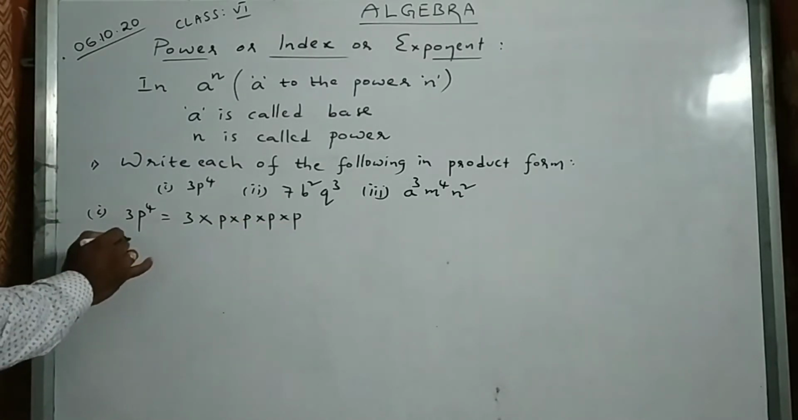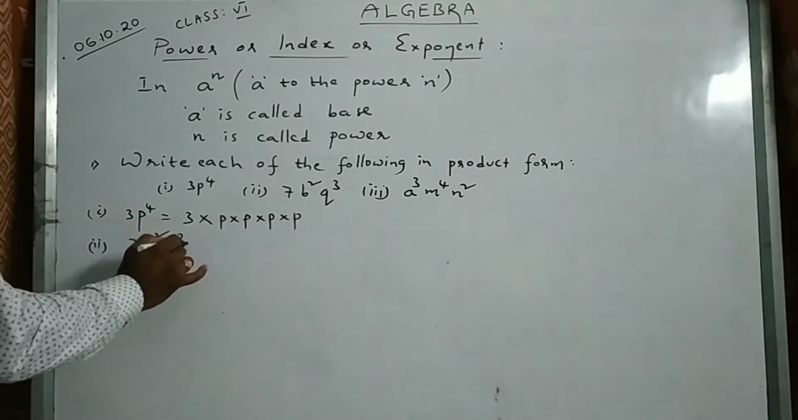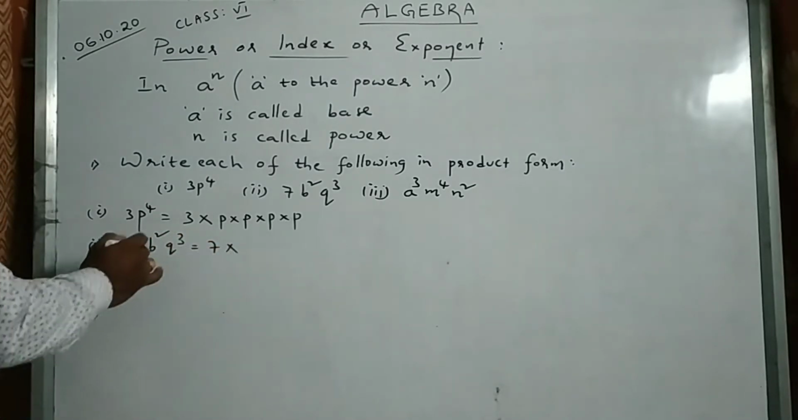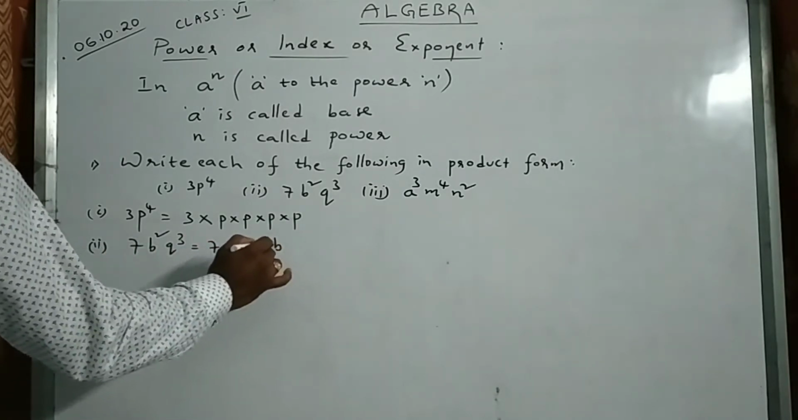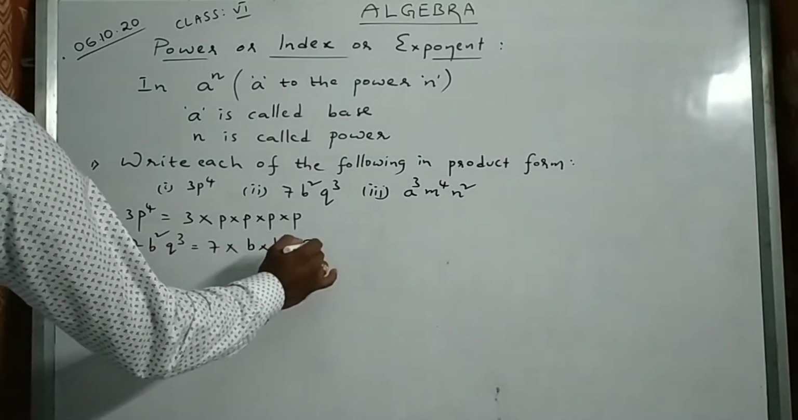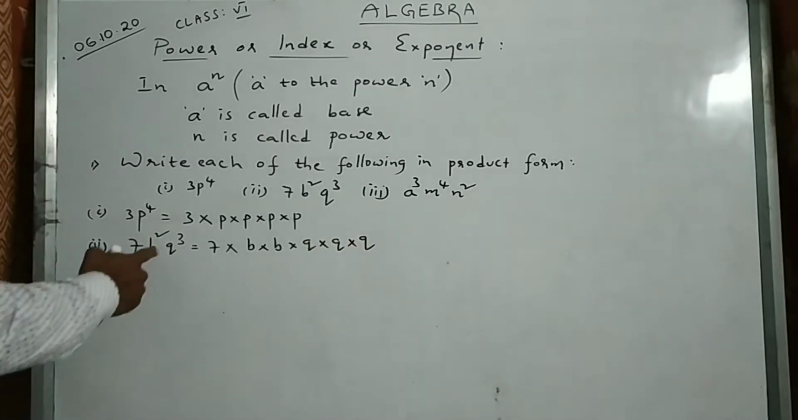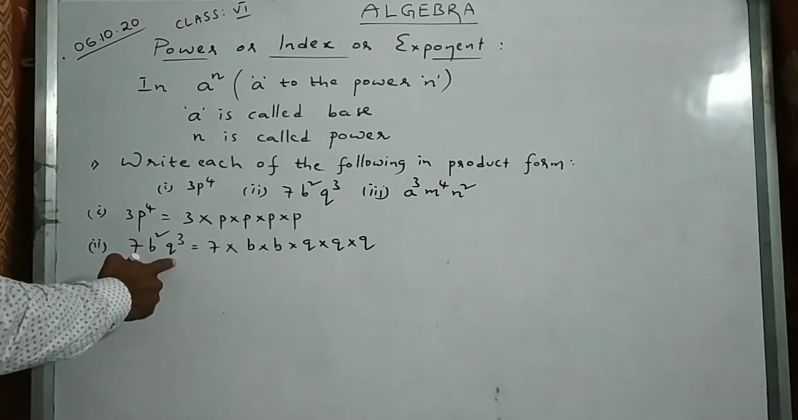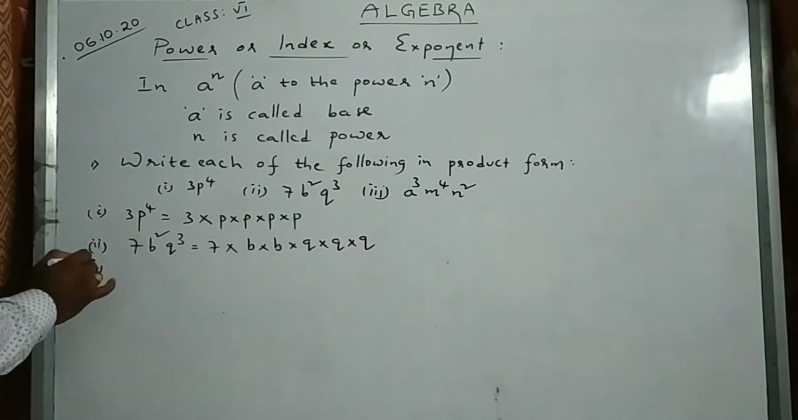Second one, 7b square cube. 7 is as it is, into b square. B square means b should be multiplied 2 times, b into b. Cube means q into q, 3 times you have to multiply. 7b square cube. Cube means q should be multiplied 3 times.